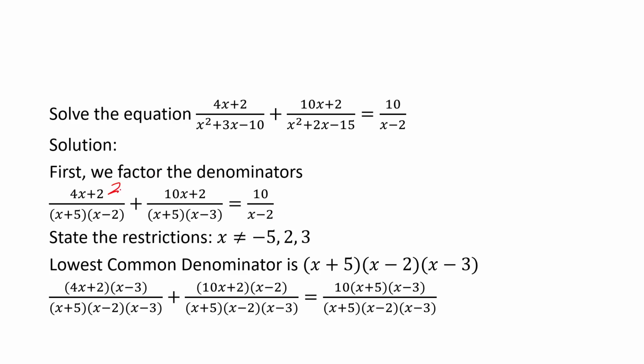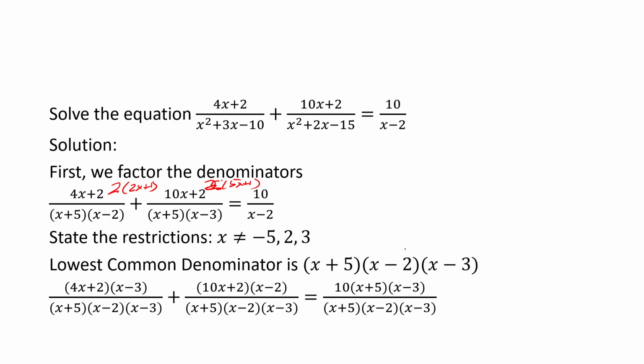You know, some of you might say, hey, sir, why not call that 2 times (2x plus 1), and why not call that 2 times (5x plus 1)? There's no harm in doing that, but it doesn't help us simplify either of those rational expressions, so I don't really find it too helpful to do that. So we can state our restrictions. x cannot equal negative 5 or 2 or 3.